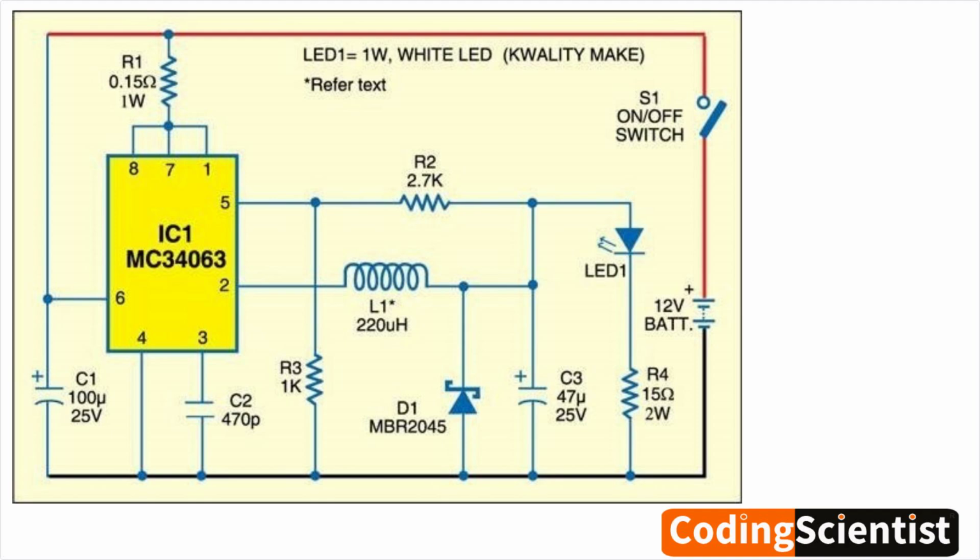D1, MBR2045. This diode is a fast recovery rectifier that prevents the current from flowing back to the inductor during the off time of the switching cycle. R3, 1K ohm. This resistor is likely used to limit the current flowing through the feedback circuit. R4, 15 ohms. This resistor is likely used to limit the current flowing through the LED.